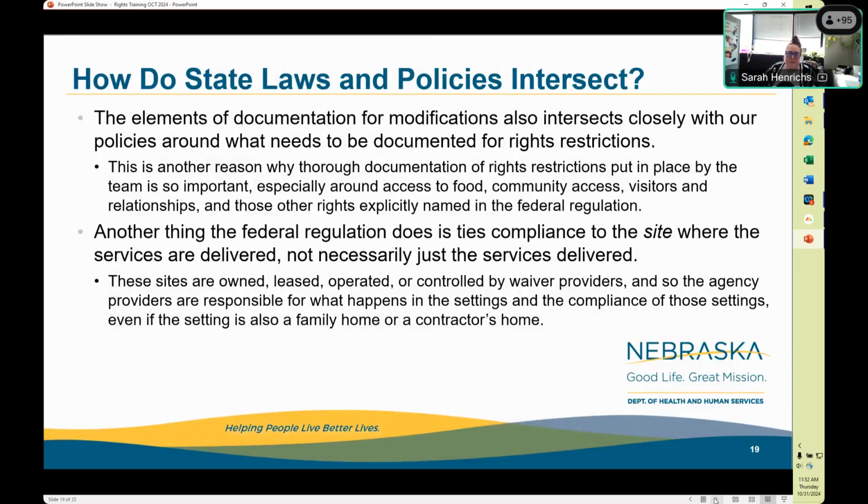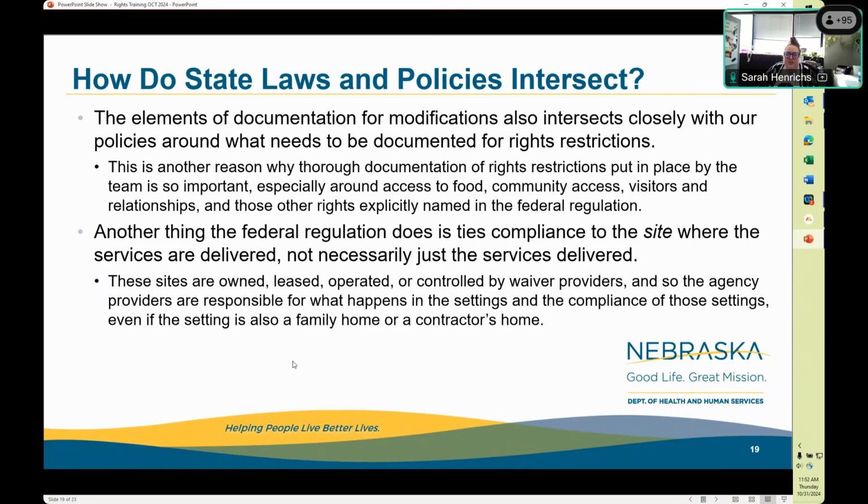And as I mentioned, when we're going to modify some of these things, the elements of the documentation intersect closely with our policies around what needs to be documented for rights restrictions. So this is another reason, in addition to our policies and our performance measures, why thorough documentation of rights restrictions put in place by the team is so important, especially when it's around access to food, community access, visitors, and relationships. Not only are those things required by our regulations, modifications of the final settings rule that don't have the appropriate documentation in the person's plan could also be a violation of the final settings rule.